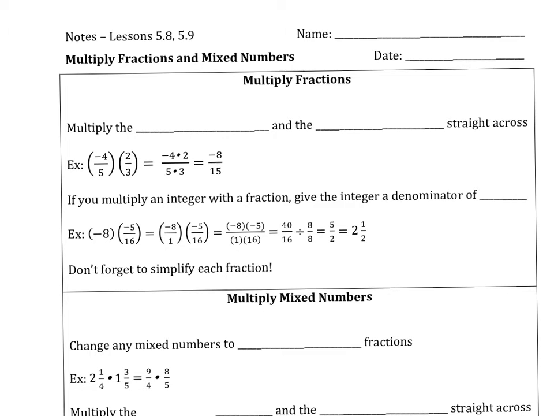Math 7, lesson 5.8 and 5.9. That's multiplying fractions and mixed numbers. First thing we want to do, when we're multiplying fractions, is multiply the numerator and the denominator.